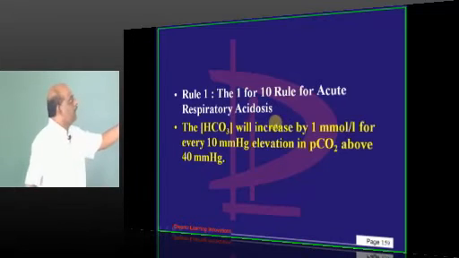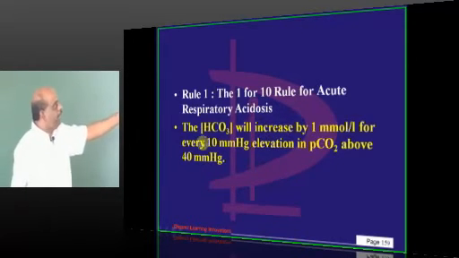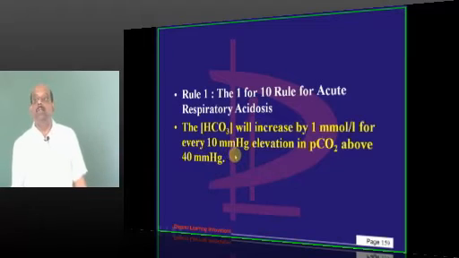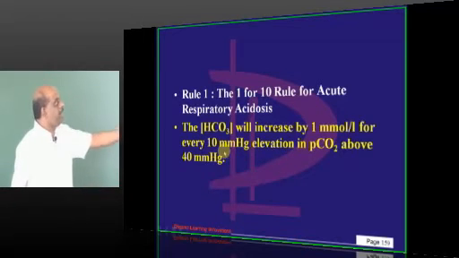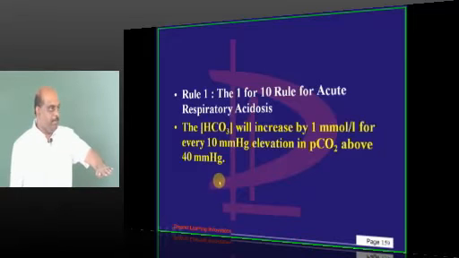Right? So, the bicarbonate will increase by about 1 millimole for every 10 millimole elevation of the PCO2 above 40. Normally, the upper limit of PCO2 is 40.